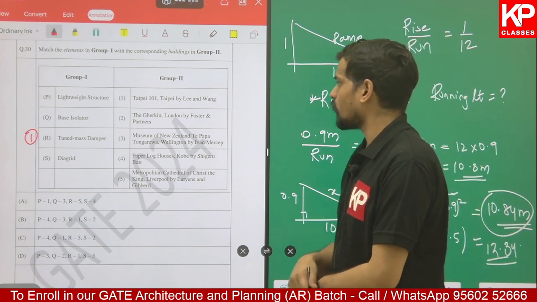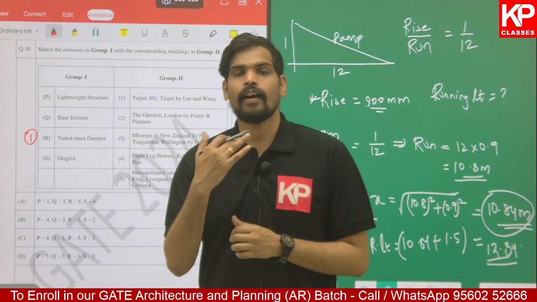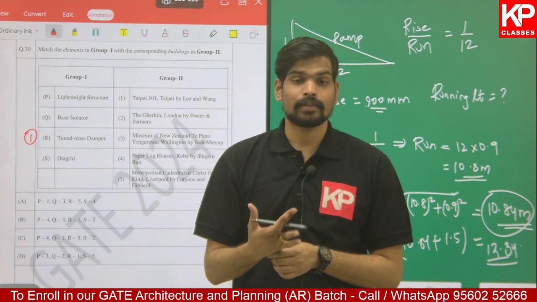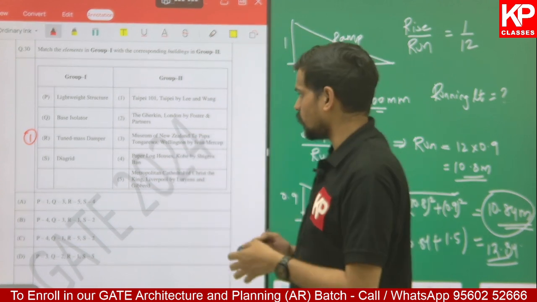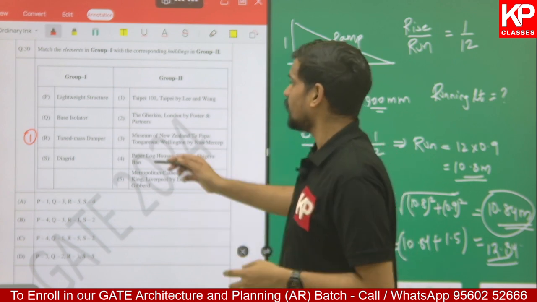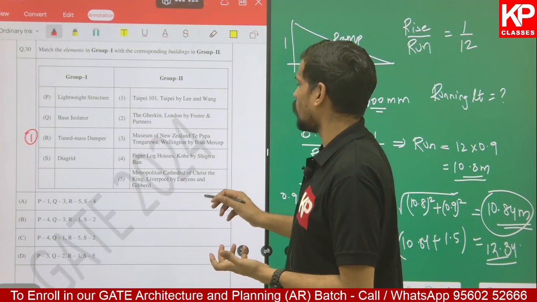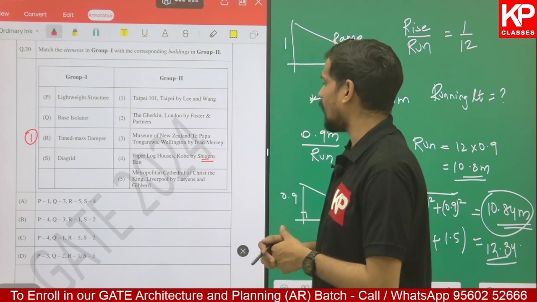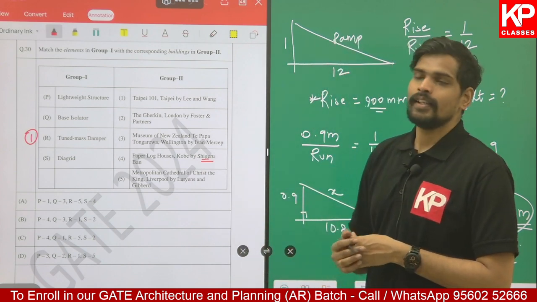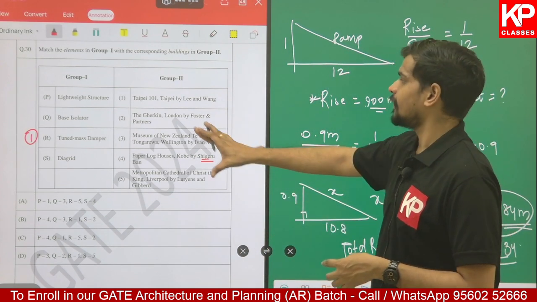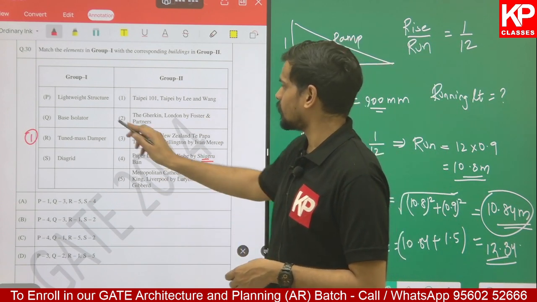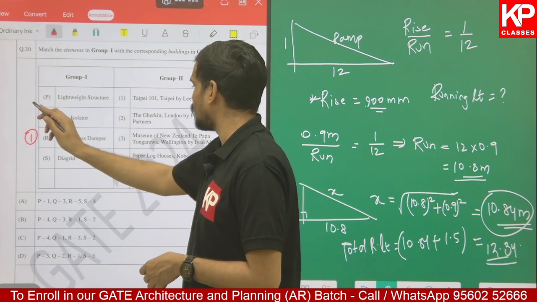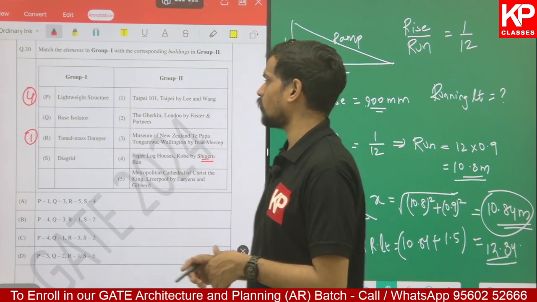Tuned mass damper protects the Taipei 101, once the world's largest, tallest building. It protects it from lateral loading of earthquake loads and wind loads particularly. So for R, it will be 1. Lightweight structure, I'm sure you all know the Pritzker Award winning architect Shigeru Ban, who won the Pritzker Prize for his design of lightweight structures. Paper log houses is something which can be categorized under lightweight houses. So 4 will be the correct option.